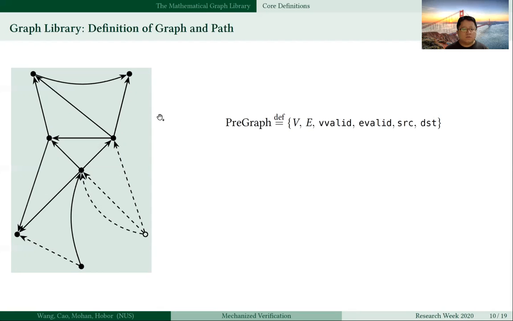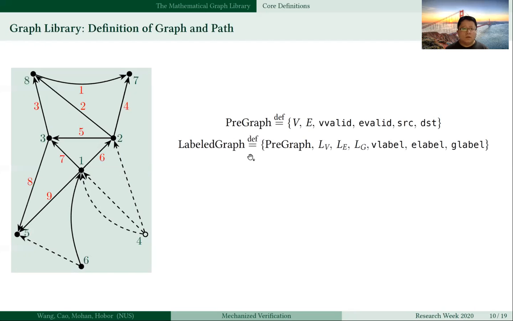Sometimes it is useful to represent partial graphs. So we add validity predicates to edges and vertices. V valid and E valid are the validity predicates. This pre-graph just barely gives the shape of the graph. Sometimes the labels attached to vertices or edges are useful. So we define labeled graph.